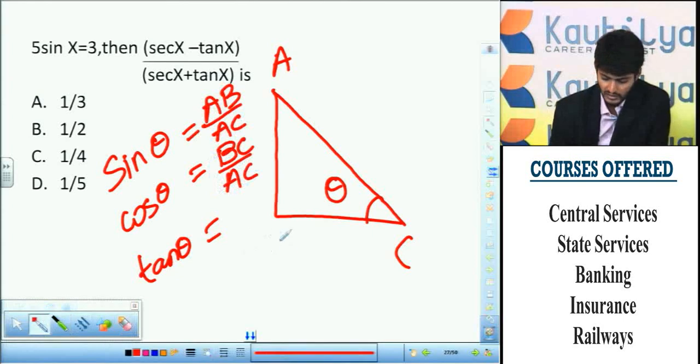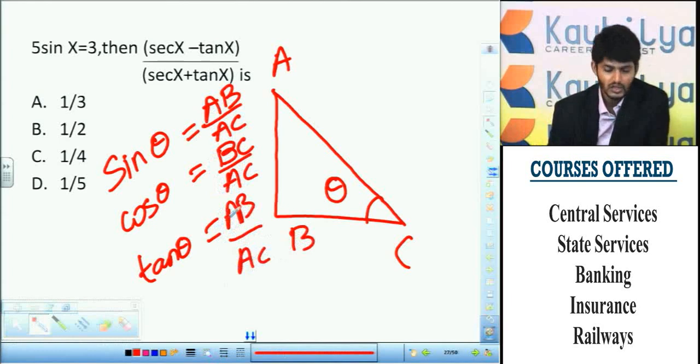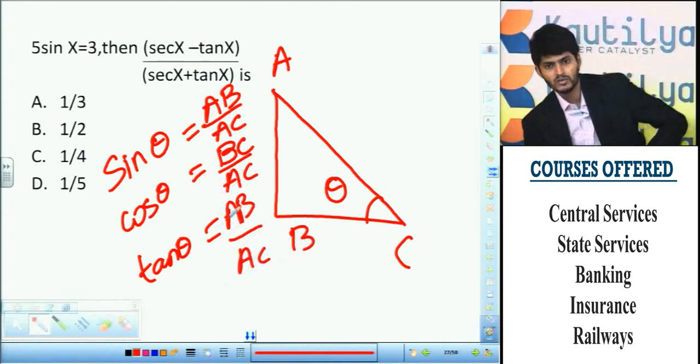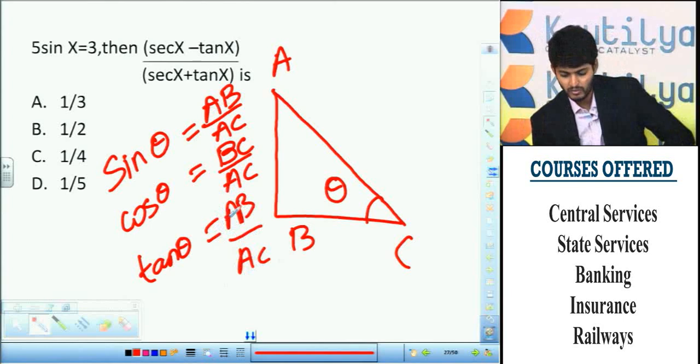Suppose I want to calculate the value of tan theta. If you divide sin theta by cos theta, you will get tan theta, which is opposite by adjacent, AB by BC, right? So sin theta will be opposite by hypotenuse, cos theta will be adjacent by hypotenuse, and tan theta will be opposite by adjacent. Okay. Now in this case, if you want cosecant, you invert sine, you will get cosecant.